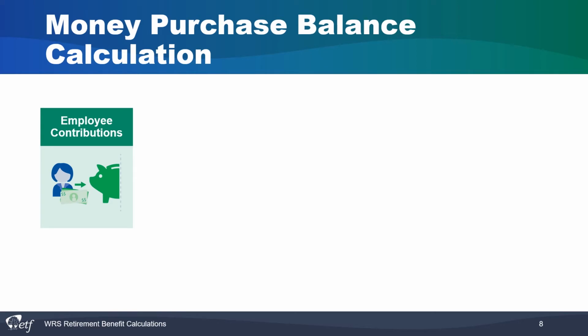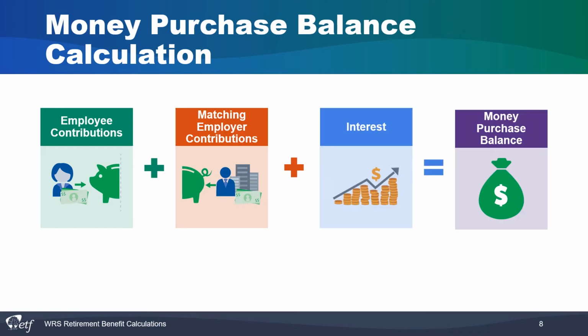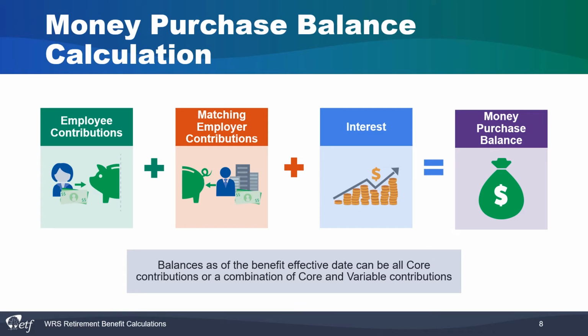To get that money purchase balance that you see in the calculation, we add your employee contributions, matching employer contributions, and interest. If you're in the variable fund, your money purchase balance includes all core and variable contributions along with interest earned.